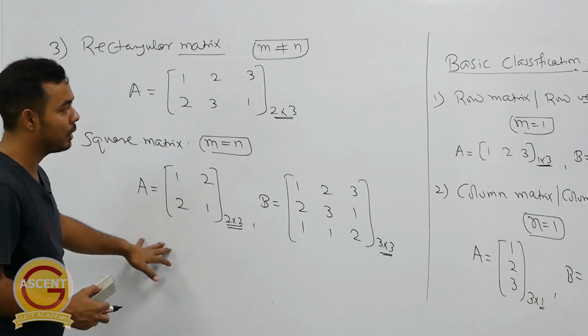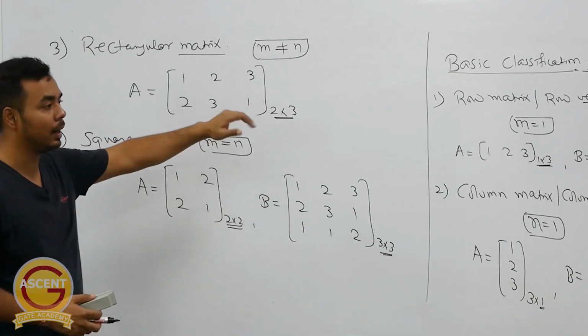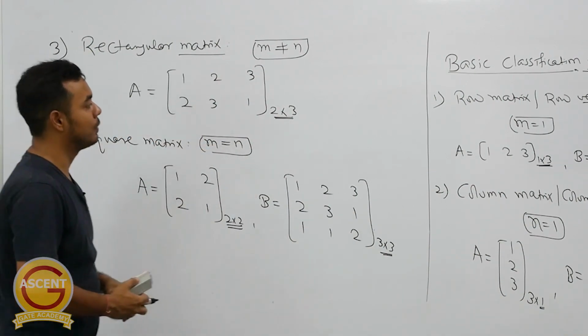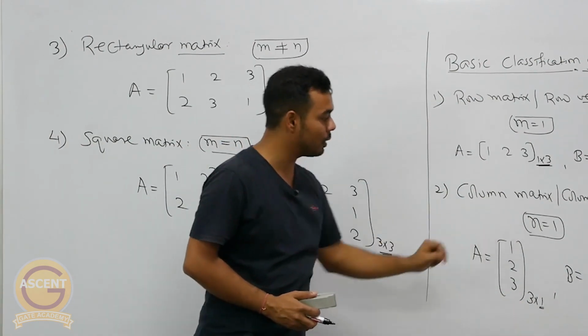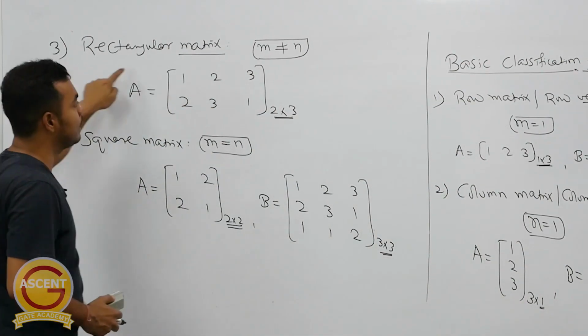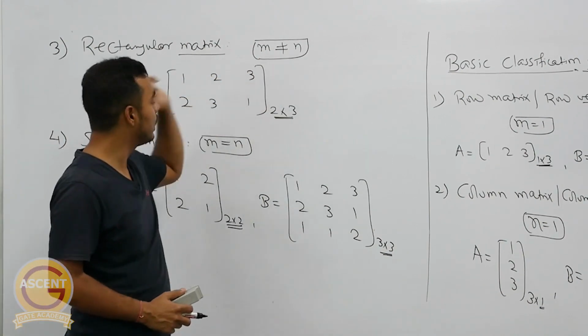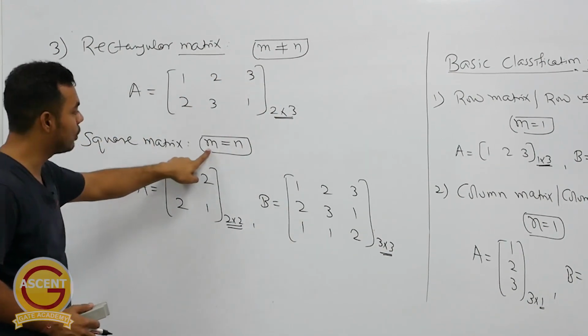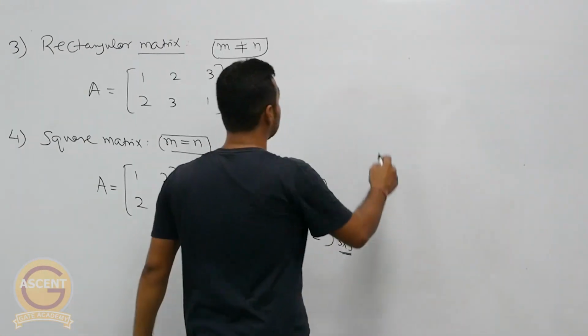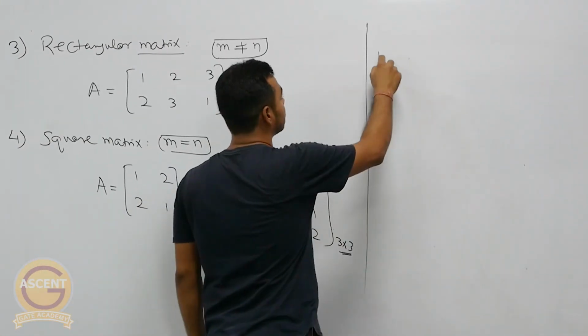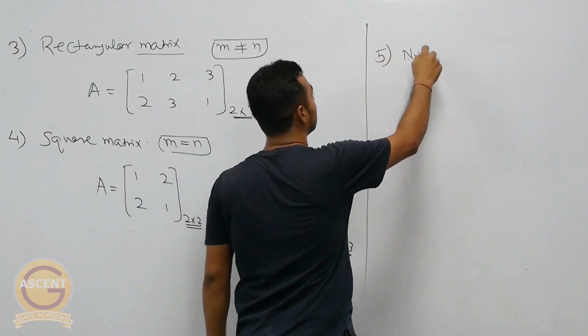So these are the first 4 types. In total we will see 10 types of basic matrices. First one, row matrix, the number of rows is 1. Column matrix, the number of columns is 1. Rectangular matrix, it has a different number of rows and columns. A square matrix, it has an equal number of rows and columns. Now after this comes the null matrix. So the fifth one is the null matrix.